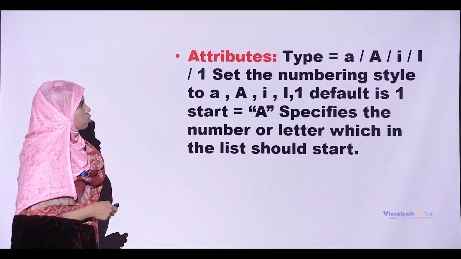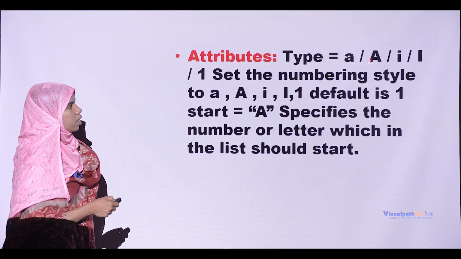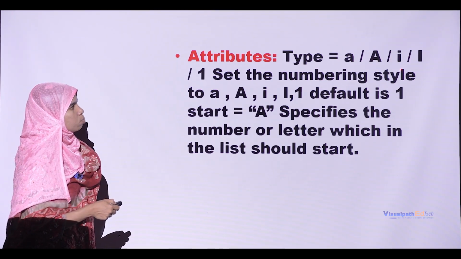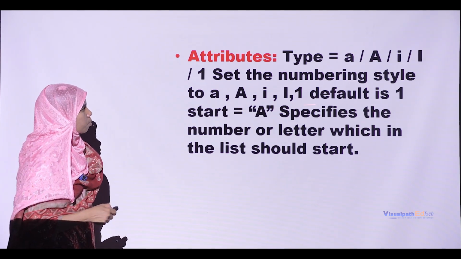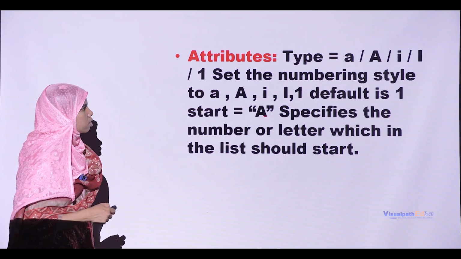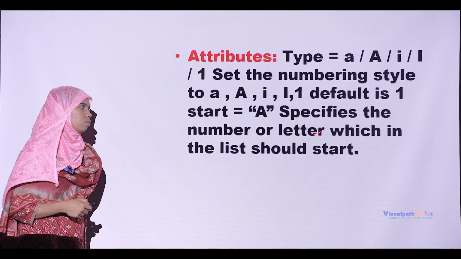And what are the attributes of this? You can start the ordering in small letter a, capital letter A, numerical, and Roman numbers, as you can see here. So these are the basic numbering styles that are available for the user through which you can start.